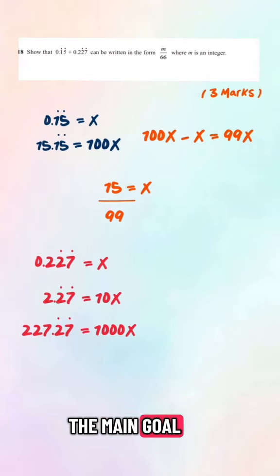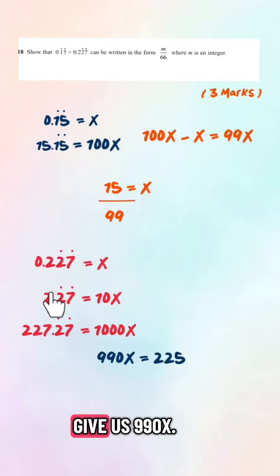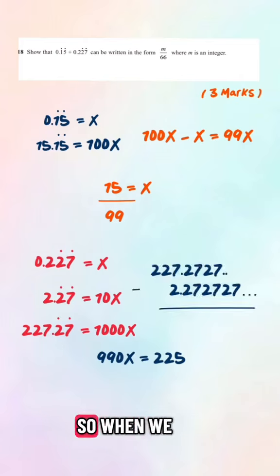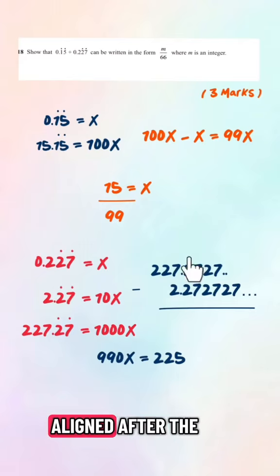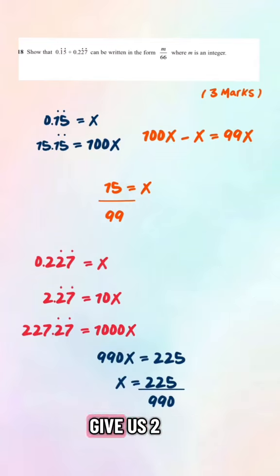The main goal in these type of questions is to cancel out the recurring. So you need to find two values. In this case, I've got 10x and 1000x to cancel out the recurring. Now when we subtract them, we're going to be left with 225. And remember, we subtracted 1000x minus 10x, which is going to give us 990x. So when we subtract them, the 2 and 7 are aligned after the decimal place, so it gets cancelled out. Then you just have to subtract the 2 from the 227 to give us 225. Then we solve for x, so we divide by 990 to get this fraction.